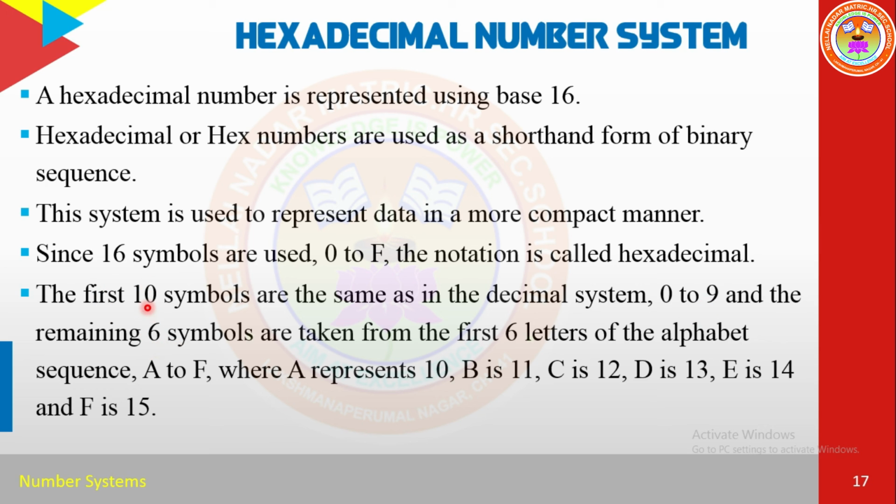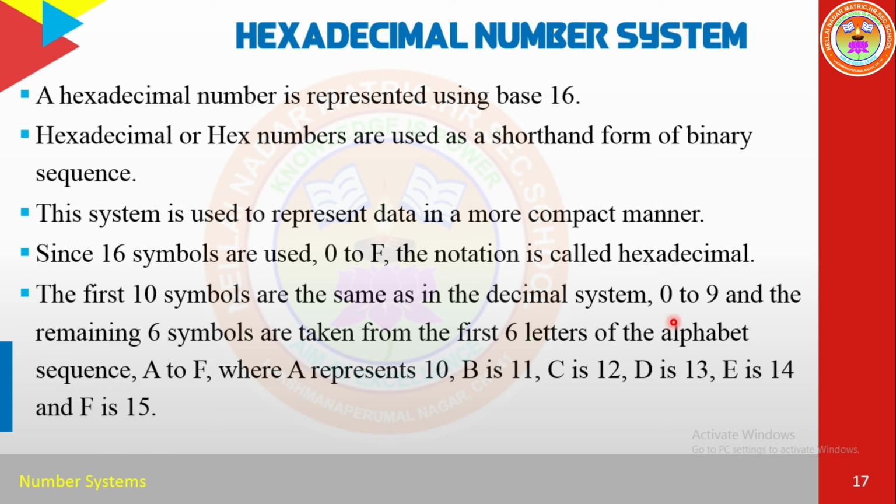So 10 plus 6 is 16, right? Already we told the base value is 16. So totally we have 16 values. Here the first 10 values are the same, 0 to 9 as usual. After that, the remaining 6 values you have to consider as symbols, using alphabets. After the ninth value, number 10 should be represented as A. Then 11 as B. 12 as C. 13 as D. 14 as E. Finally, number 15 should be represented as F.